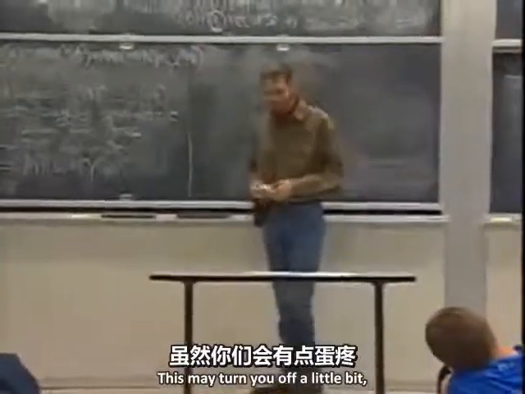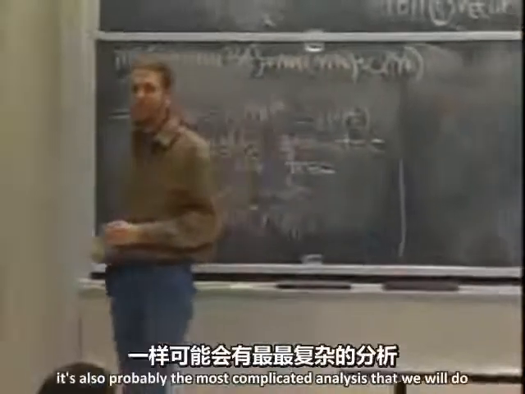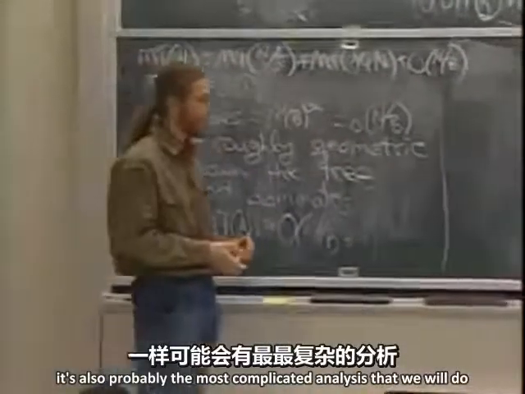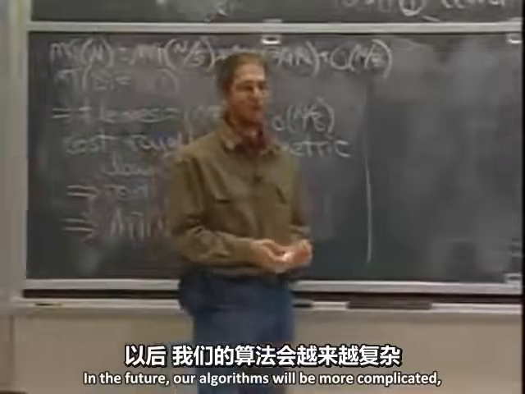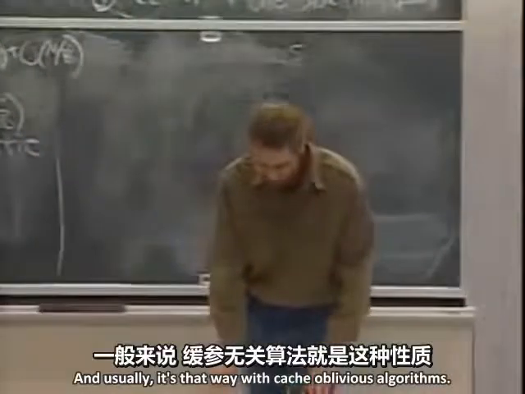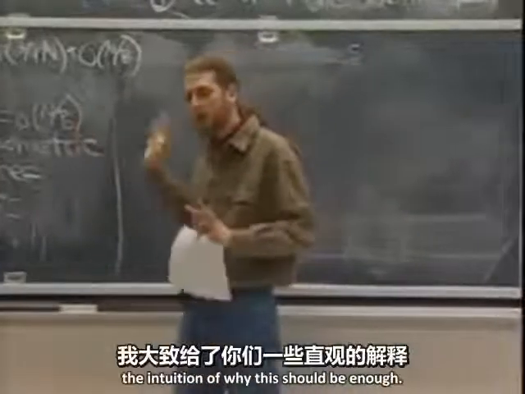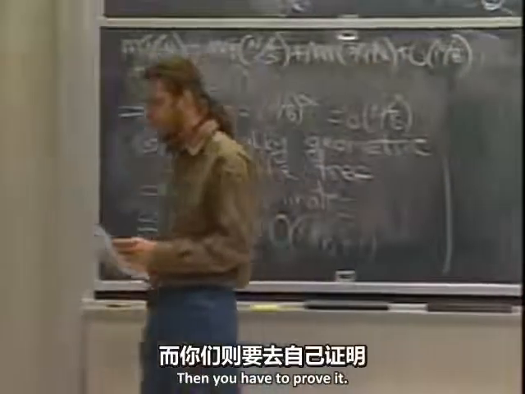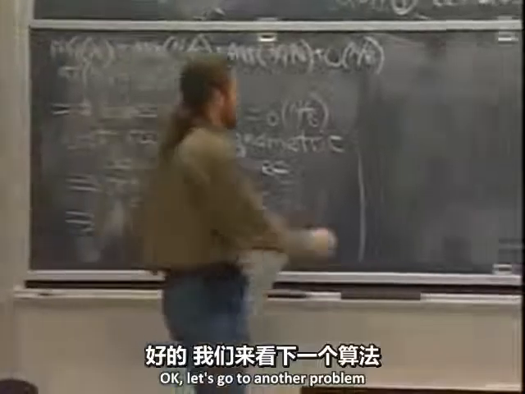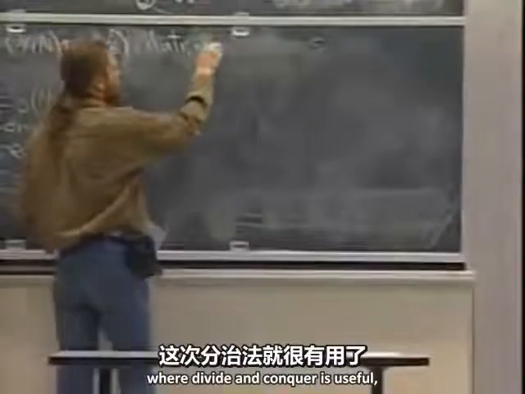This may turn you off a little bit, but even though this is the simplest algorithm, it's also probably the most complicated analysis that we will do. In the future, our algorithms will be more complicated and the analyses will be relatively simple. And usually it's that way with cache oblivious algorithms. So I'm giving you this sort of as the intuition why this should be enough. Then you have to prove it. Okay? Let's go to another problem where divide and conquer is useful.